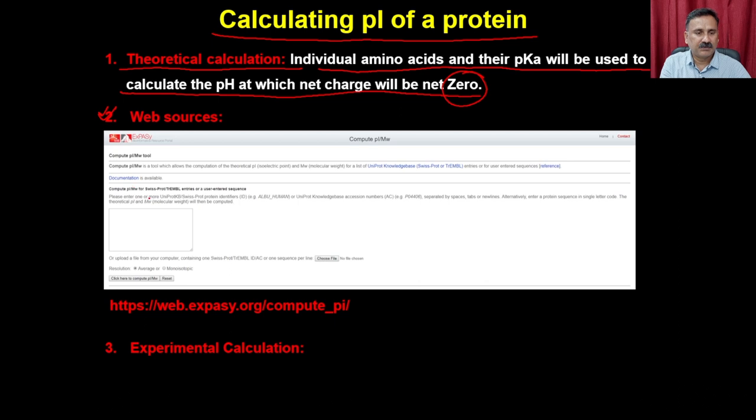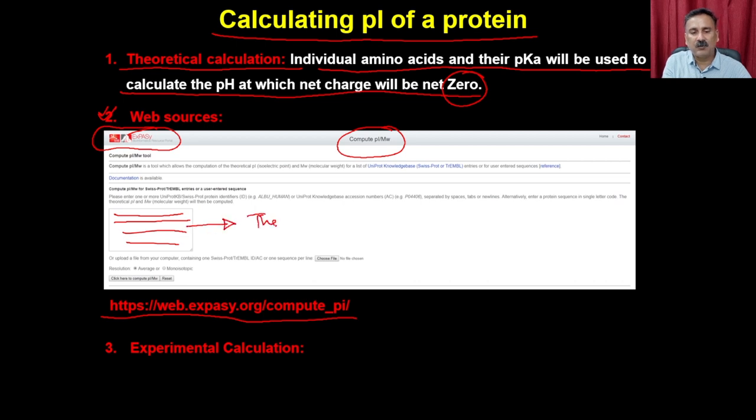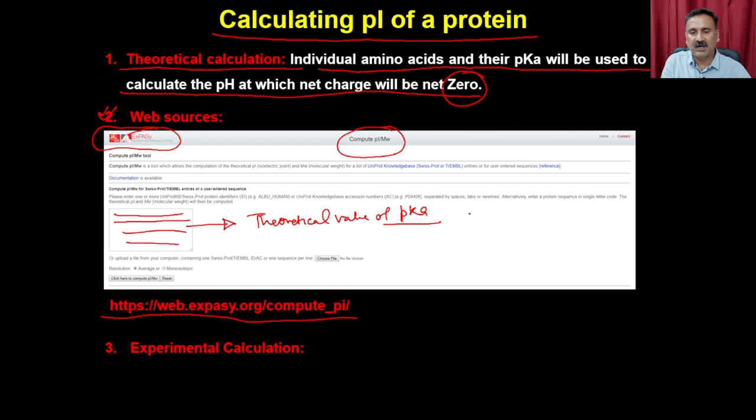The second option is web sources. You can go to the ExPASy website, and I have given you the link also. There you choose the compute pI tool, and you just put the amino acid sequence in the given box. It is going to do exactly the same thing: it uses the theoretical pKa values of the individual amino acids and tells you at which pH the net charge is going to be zero, and that is going to be your PI value.